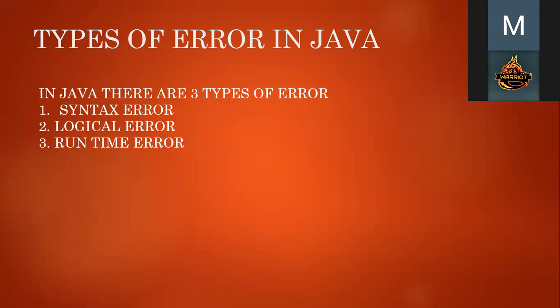This generally happens when you divide a number by 0 or try to find the square root of a negative number and so on. This runtime error is something which we are going to practice a lot. In our programming, we will definitely come across many runtime errors. So these are the three types of errors found in Java: syntax error, logical error, and runtime error.